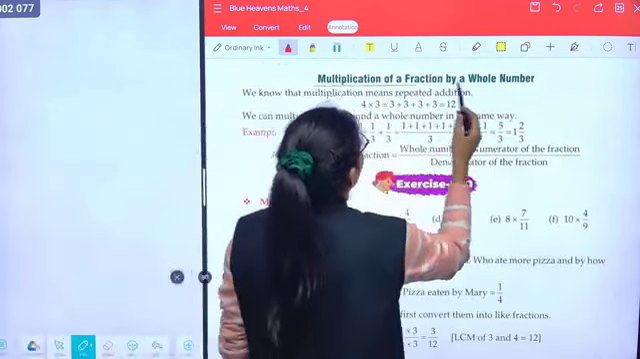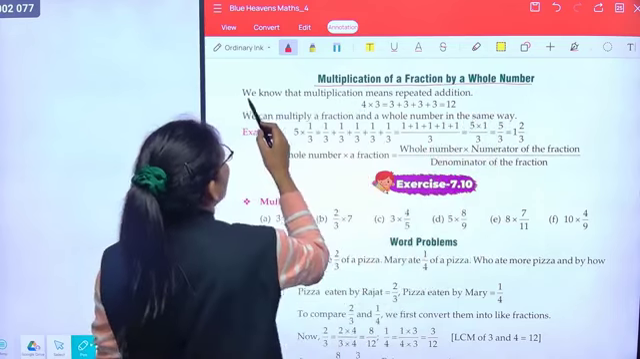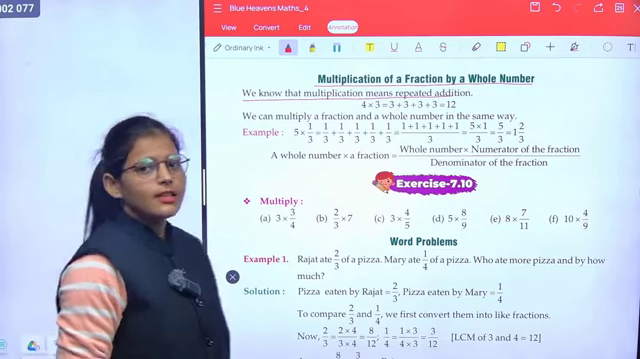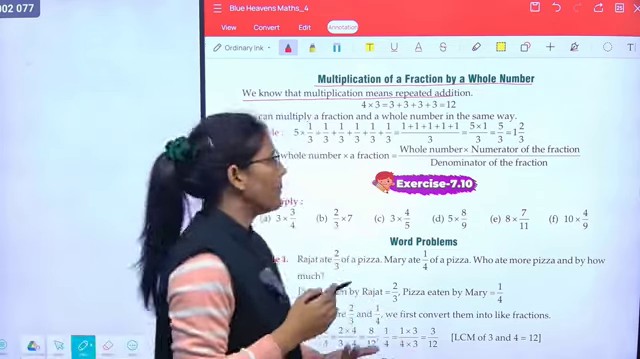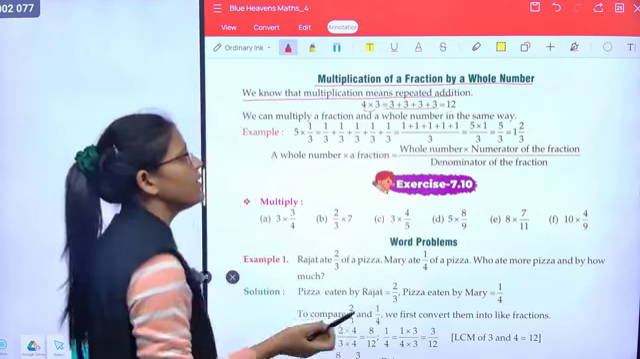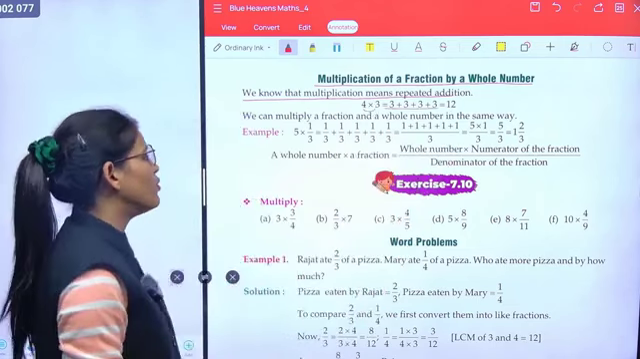Now multiplication of a fraction by a whole number. We know that multiplication means repeated addition. Multiplication means क्या? Repeated addition. So 4 into 3, so 4 times 3 is equal to 12, or 3 4s are also 12.